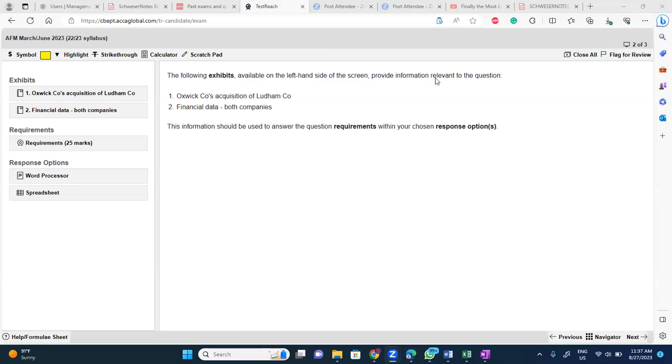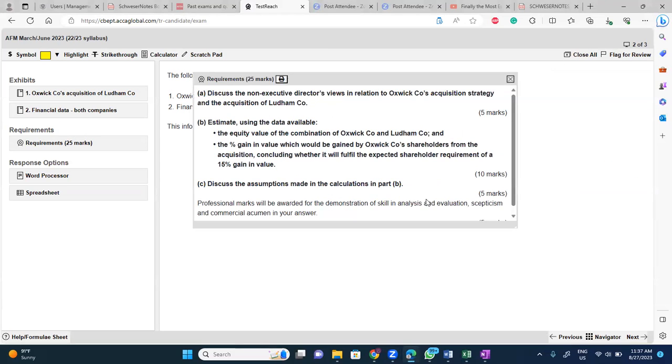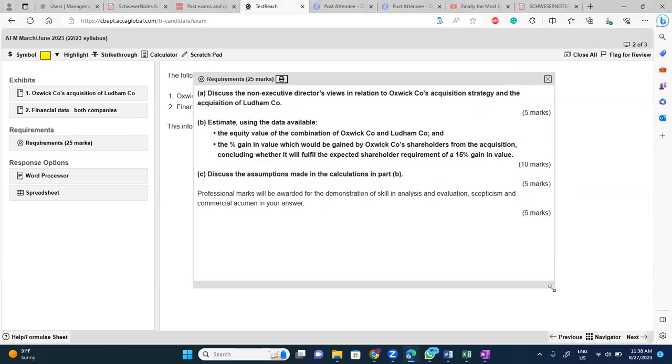Okay, let's read the question. Discuss the non-executive director's view in relation to the Oxwick company acquisition strategy and the acquisition of Ludum company. B part, estimate using the data available the equity value of the combination of Oxwick and Ludum, and the percentage gain in value which would be gained by Oxwick company shareholders from the acquisition, concluding whether it will fulfill the expected shareholder requirement of 15% gain in value. Then C part, discuss the assumptions made in the calculation of part B.